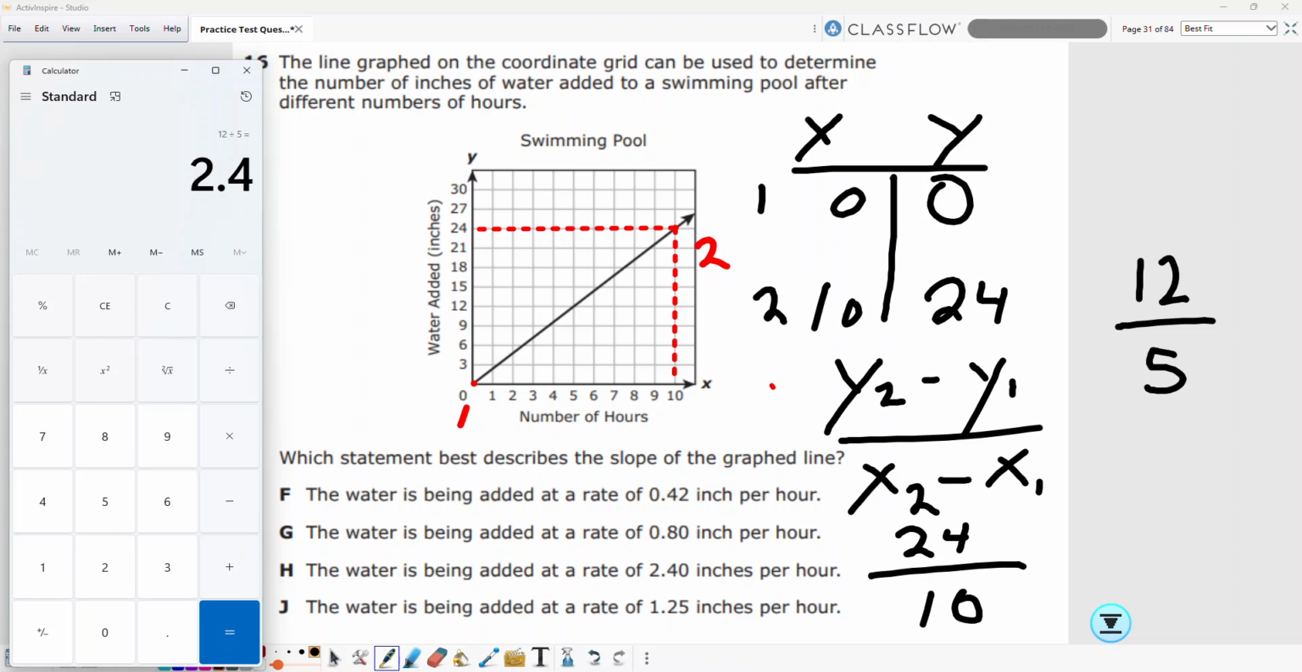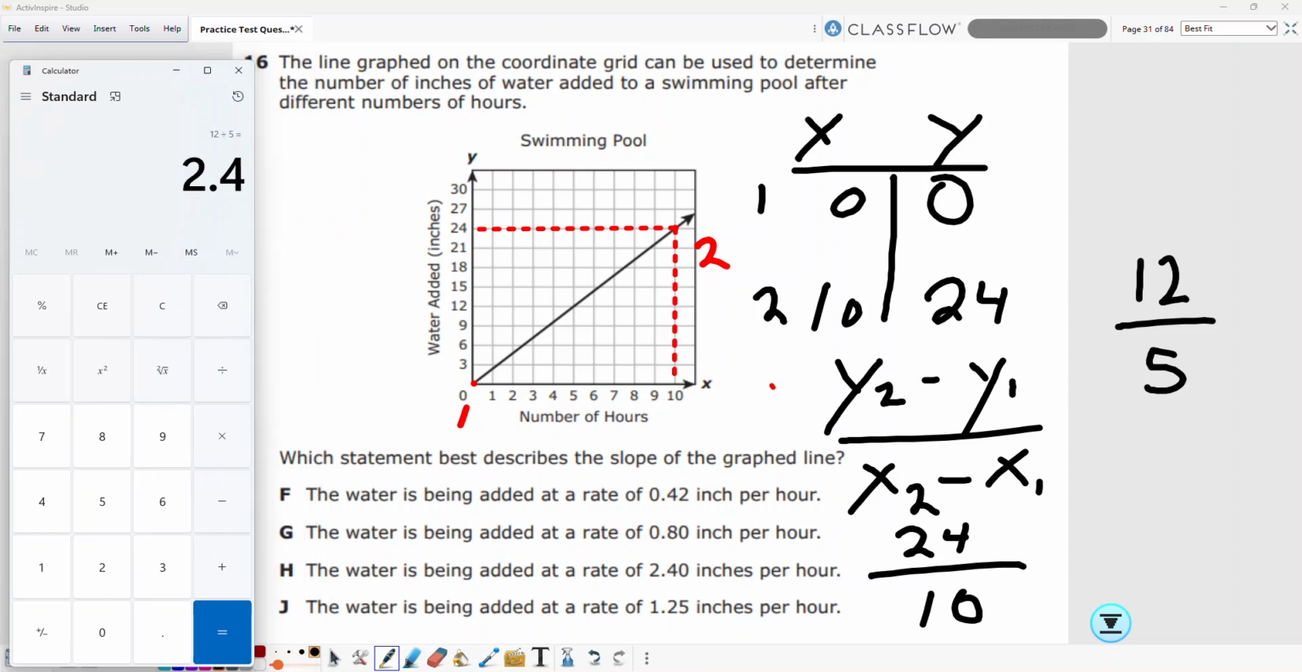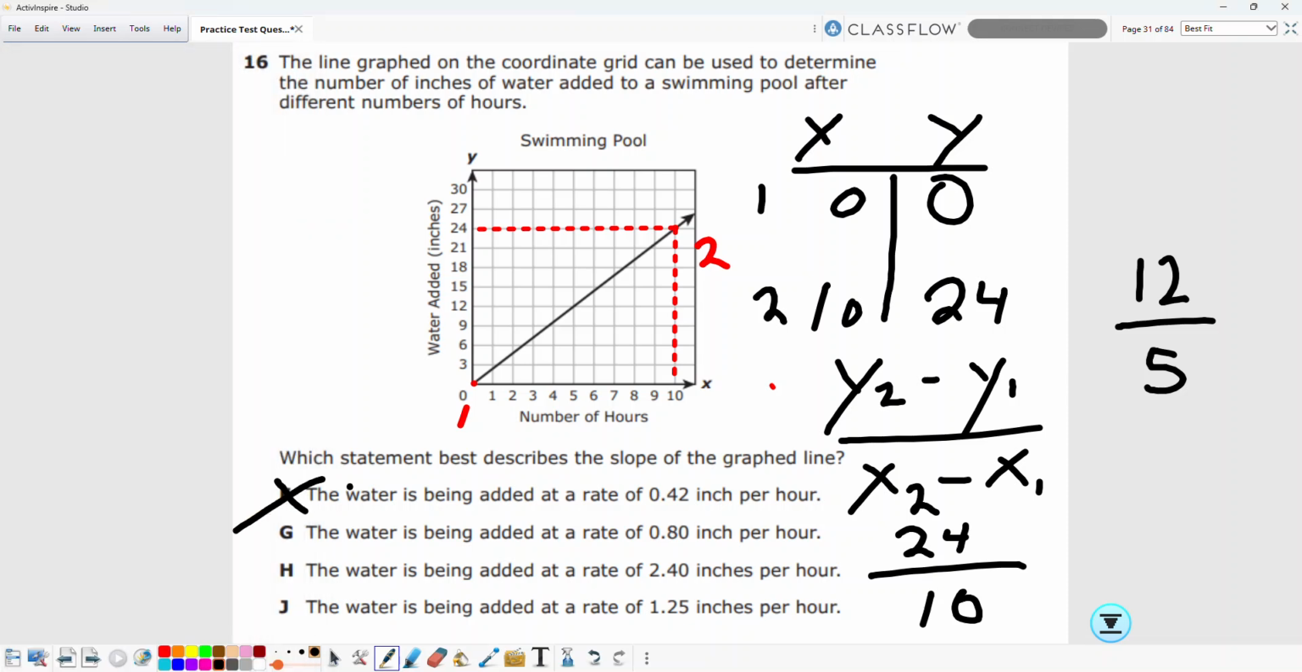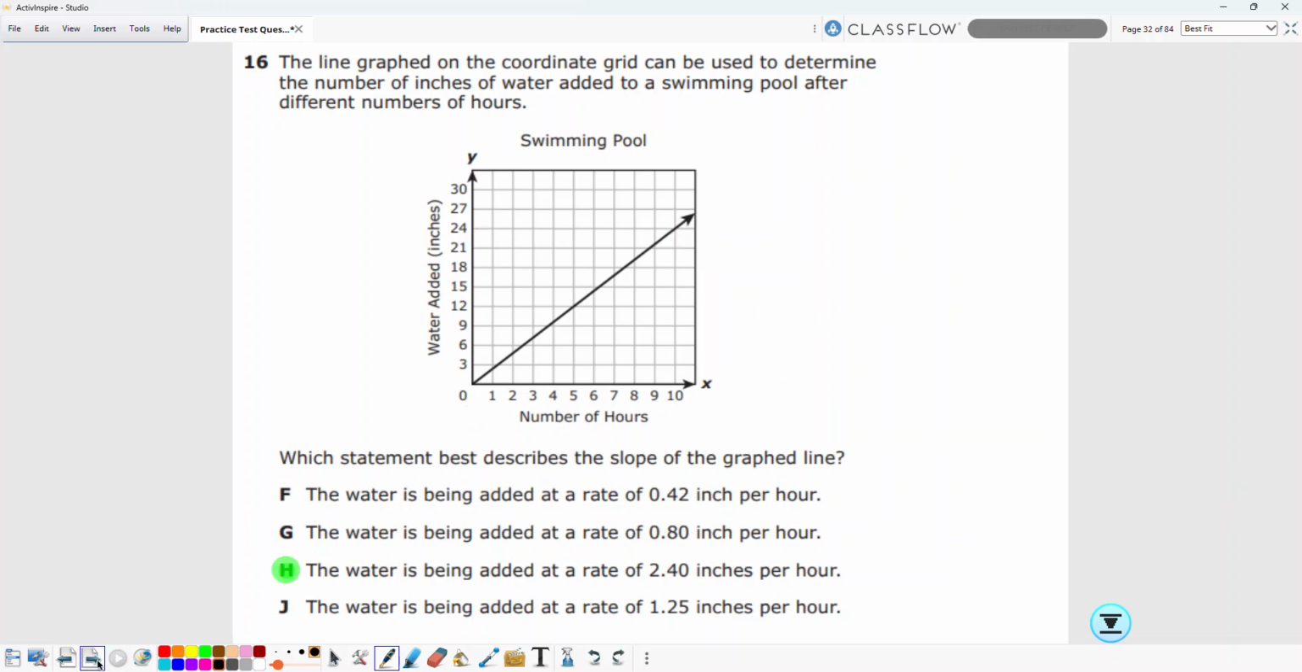So let's see what doesn't work. 0.42 inch, that's not right. 0.8, nope, because it's 2.4 per hour. H has 2.4 and J is 1.25. It's wrong. H is the correct answer. Let's double check our work. There we have it.